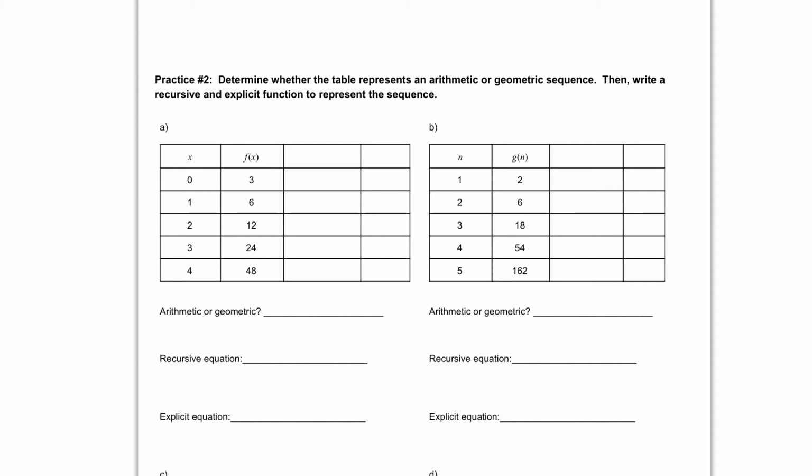Similar to practice number 1, practice number 2 I'm going to ask you to do on your own as well. It says determine whether the table represents an arithmetic or geometric sequence. Then write a recursive and explicit function to represent the sequence. So I'd like you to try that on your own first. So go ahead and pause the video, and after you've attempted all 4, then I want you to unpause the video. You can take a look at my work and the correct answers to see how you did.